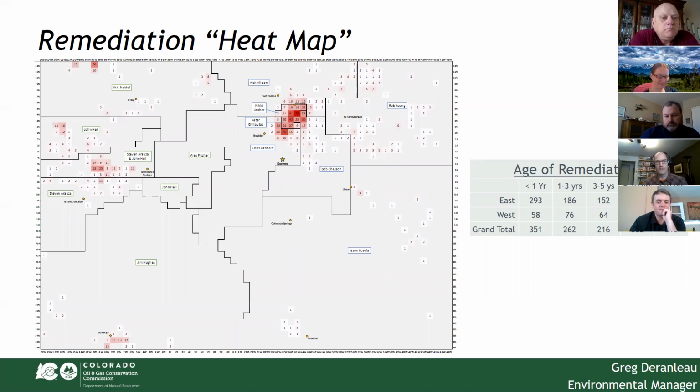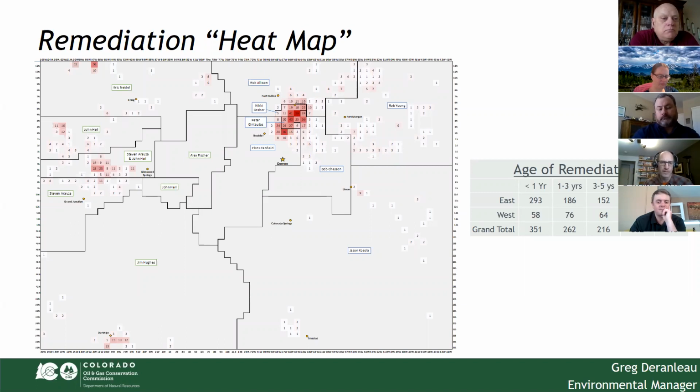This remediation heat map shows where those active remediation projects are across the state, broken down into the regional environmental protection specialist areas. Another resource, obviously, is to contact the environmental protection specialist if you're having trouble making things add up when you're searching those other tools.